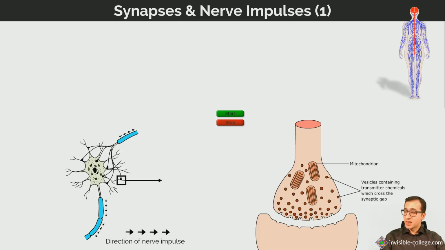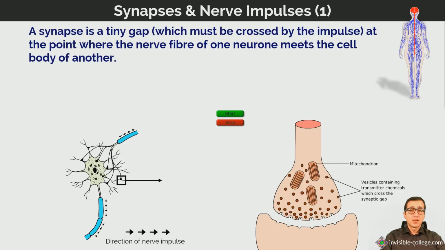So let's take a look at the actual connections between neurons, and these are called synapses. So a synapse is essentially a tiny gap between one neuron and another, and the impulse that carries the information from one neuron somehow has to get across, or rather the information has to get across that gap. So the neuron carrying the impulse, in this case this neuron here, is a presynaptic neuron, the neuron which carries information to the synapse, to this gap. The presynaptic neuron has what we call a synaptic knob.